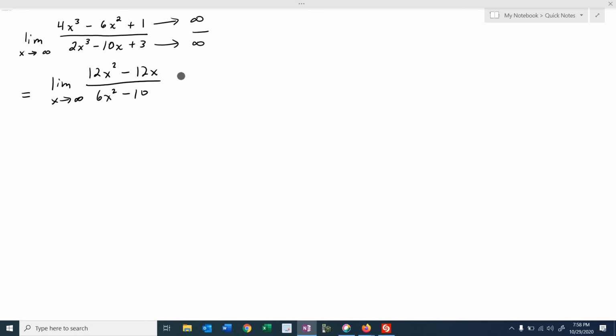Now notice you still get infinity over infinity. Okay, and so that means we can use L'Hopital's rule again. Okay, so the derivative of this top one would be 24x minus 12, and the bottom one would be 12x. And again, we end up with infinity over infinity.